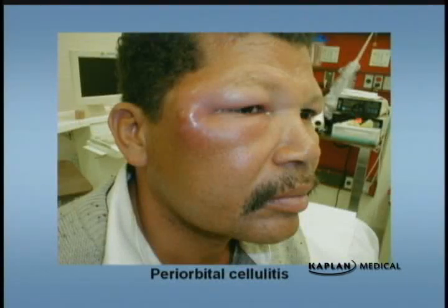Here's a patient with periorbital cellulitis. If you have them follow your finger, you will see that the eyeball moves. Easy diagnosis.